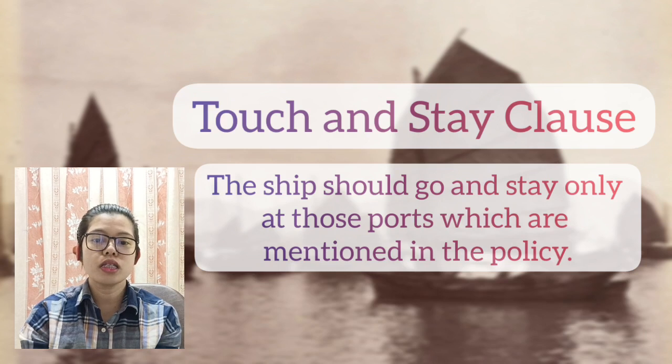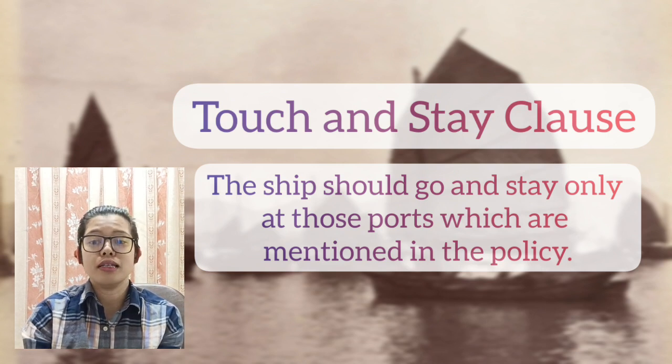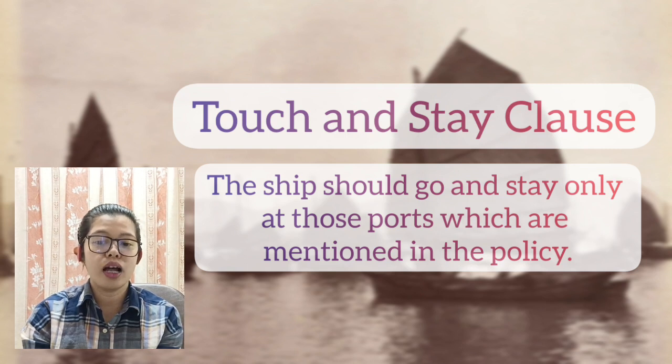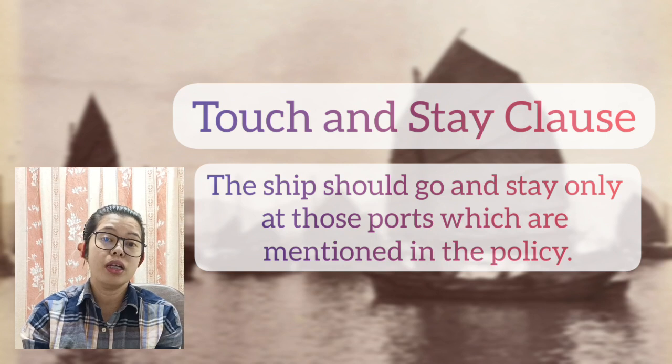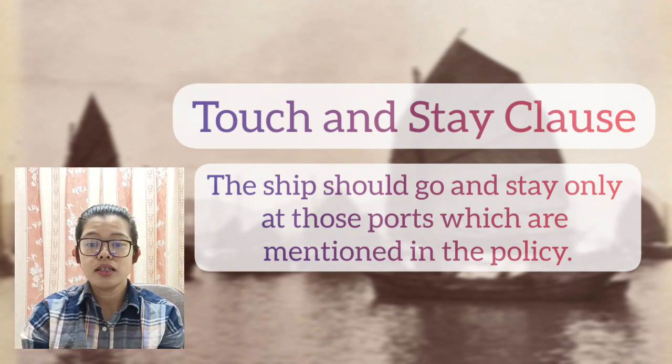The next one is the touch and stay clause. As per this clause, it is essential for the ship to go and stay at the ports as mentioned in the marine insurance policy. In case the ports are not mentioned, the ship will follow the customary route and stay on the ports which is coming on the route. So in case the ship goes to any other ports, it will be taken as deviation.